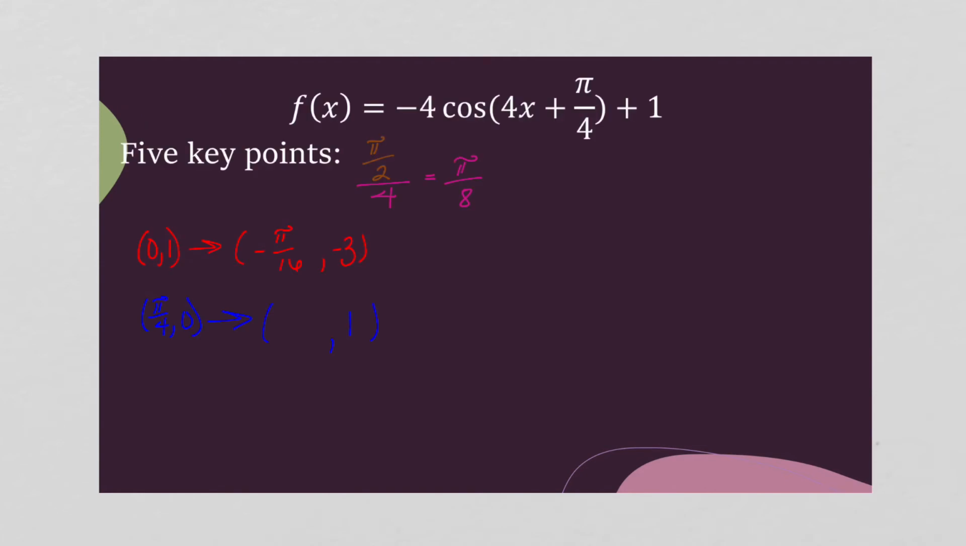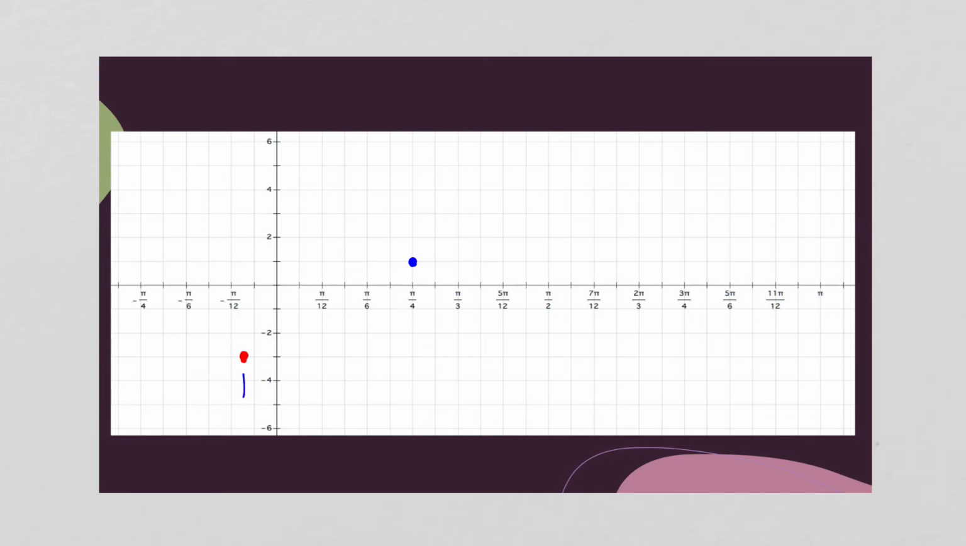Well, we said each point is going to be pi over 8 apart. So if you were looking at this using the formula, then you would take your original negative pi over 16 and add pi over 8. But let's look at what that would look like on the graph. So here's our pi over 16, and we want to add pi over 8.